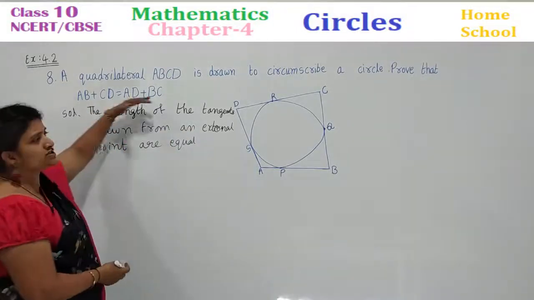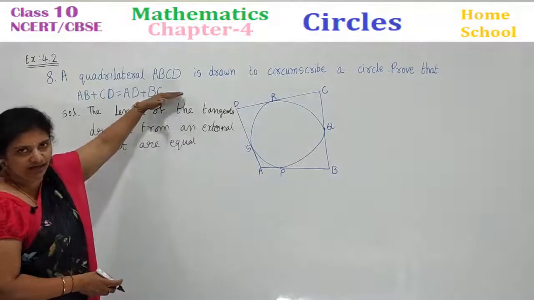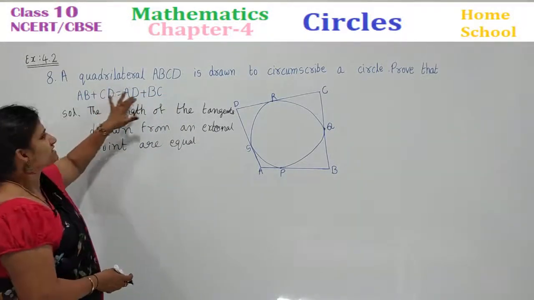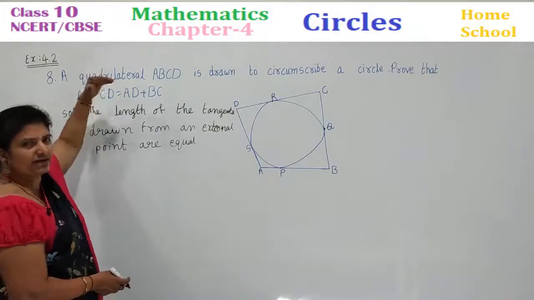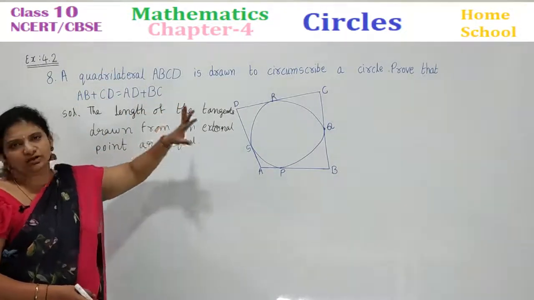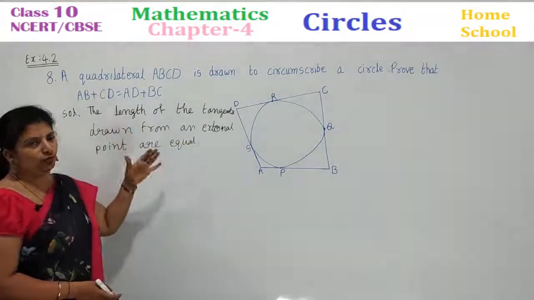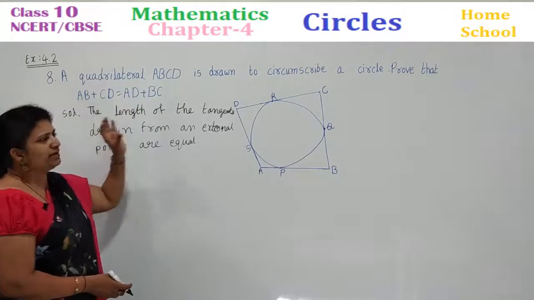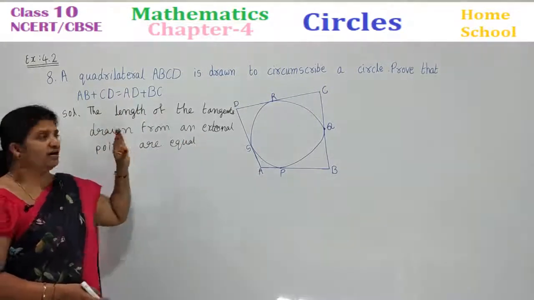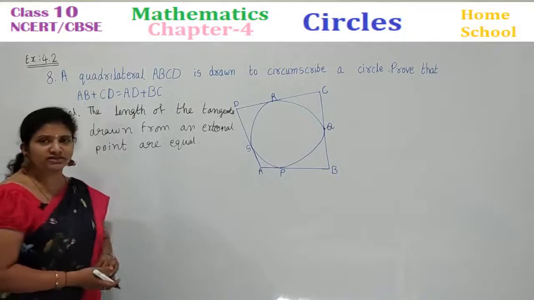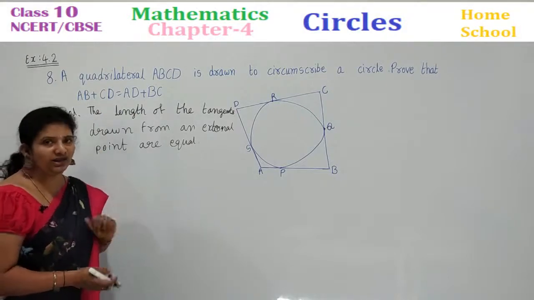But the first 2 lines, what do you need to write? Given data, then what to prove. To prove: AB plus CD is equal to AD plus BC. Given data: ABCD is a quadrilateral circumscribing a circle. You can write that in the data. Now, immediately by seeing ABCD, I remember this point. The length of the tangents drawn from an external point to a circle are equal.